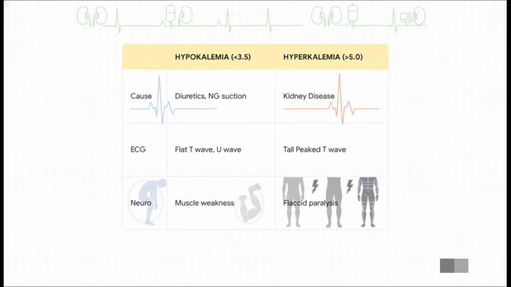So what happens when potassium is too low or too high? Well, the signs are basically mirror images of each other. With hypokalemia, that's low potassium. Think low and slow.